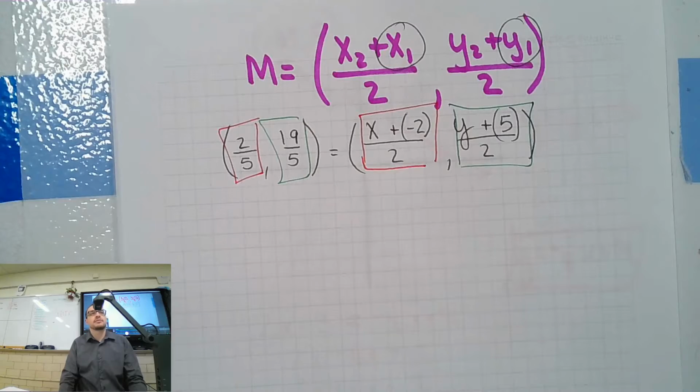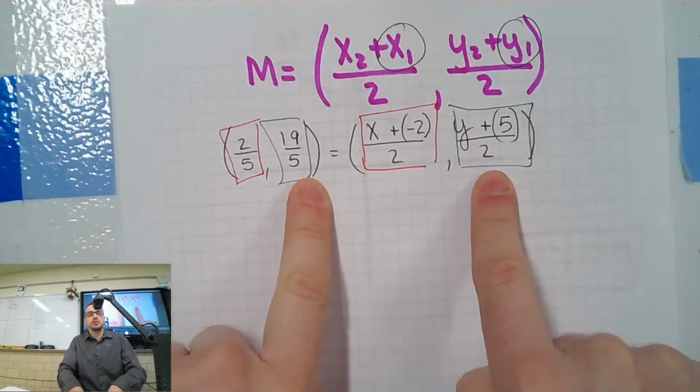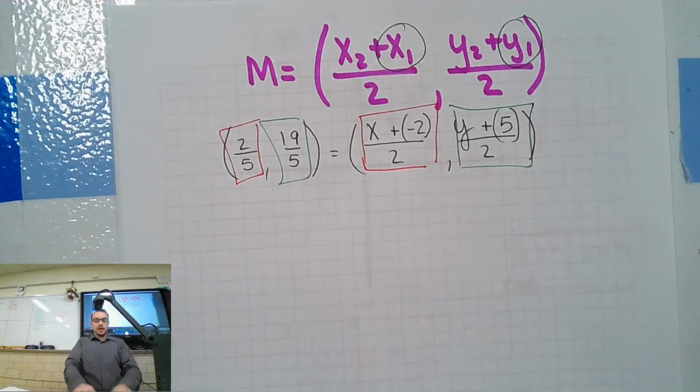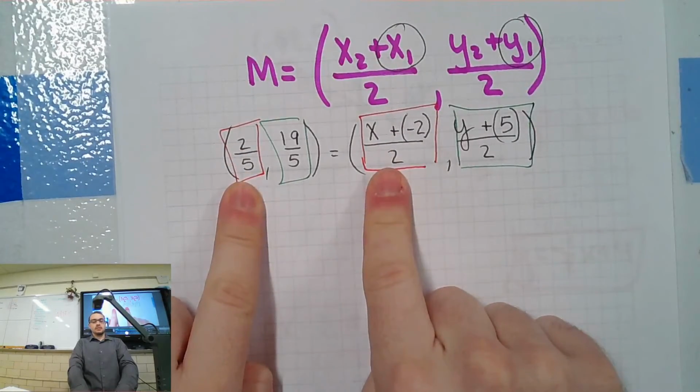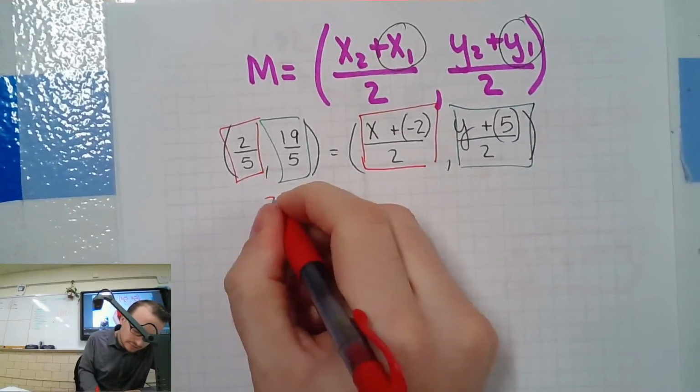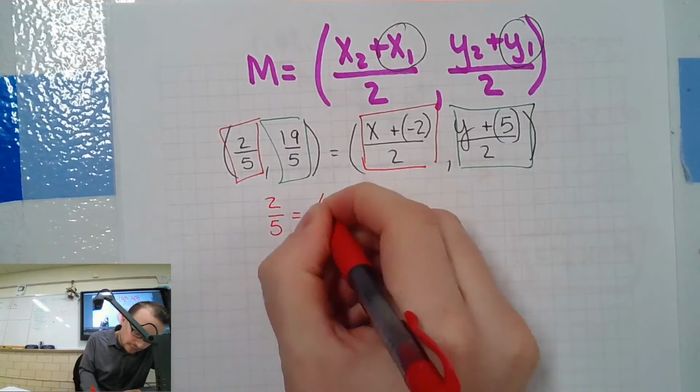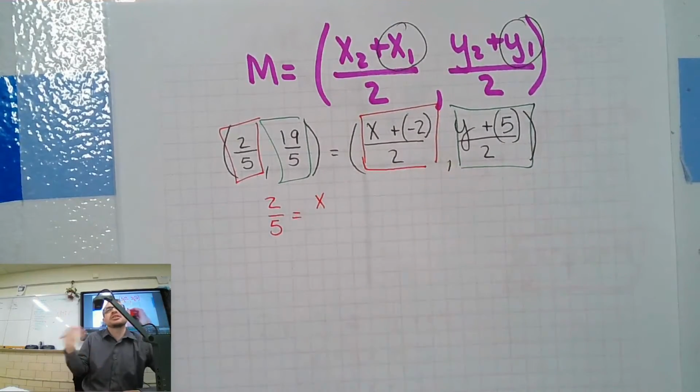Does that make sense? Right? The x's should equal each other, the y's should equal each other. So this right here, they equal each other. Okay, cool. So write that. 2/5 equals (x plus -2)/2. What's a simpler way of writing that plus a -2?